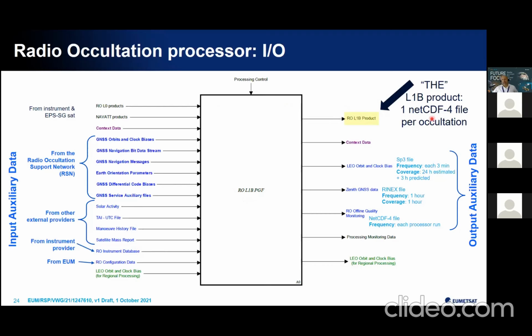one netcdf4 file per occultation. We are going to provide the users also other kinds of auxiliary output files. For example, we are providing the LEO orbit and clock bias file, which is generated every 3 minutes and covers 27 hours of orbits; this is the output of the precise orbit determination. We are also providing the original Zenith GNSS data in RINEX files covering 1 hour of observation taken by the POD antenna.